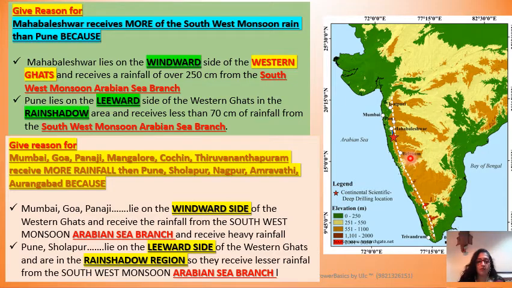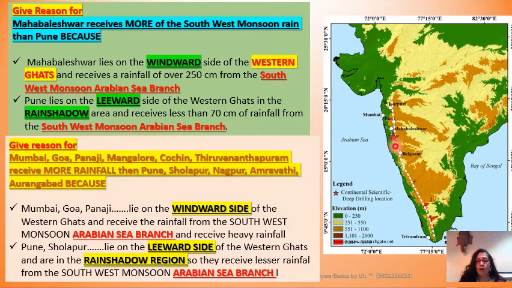Very important to specify. Give reason for: Mumbai, Goa, Panjim, Bangalore, Cochin, Thiruvananthapuram receive more rainfall than Pune, Sholapur, Nagpur, Amravati, and Aurangabad. Whenever two places are compared for rainfall, you should ideally think, is there a topographic feature there? Is there a mountain there? Then some are on windward getting more and some are on leeward getting less. And so that's what is happening here.